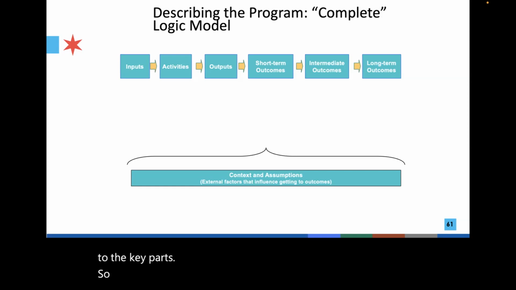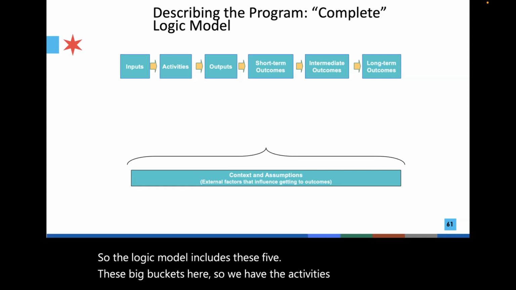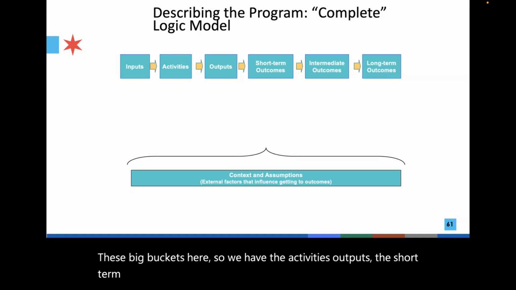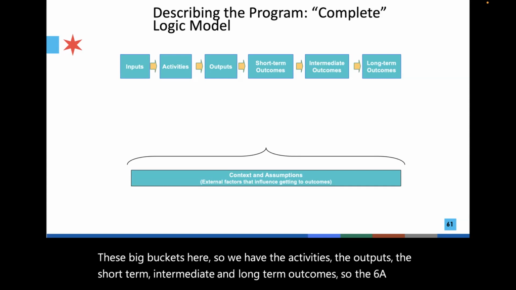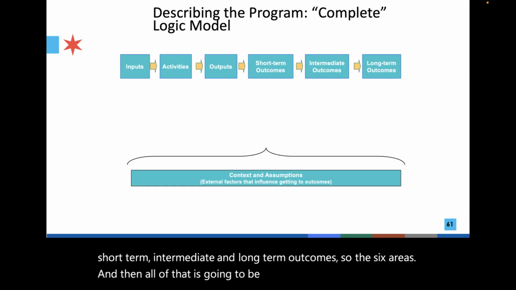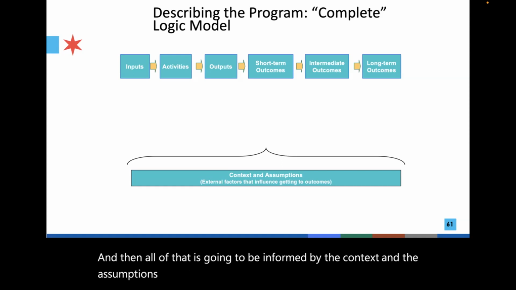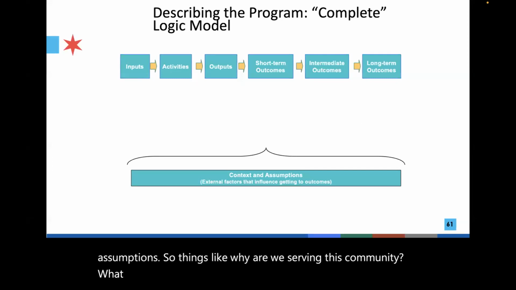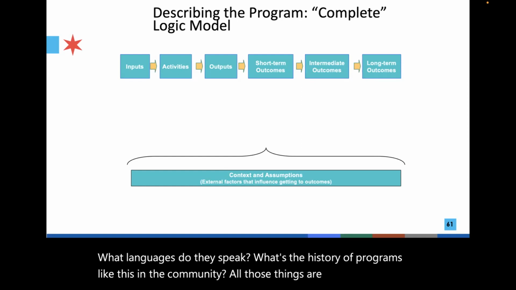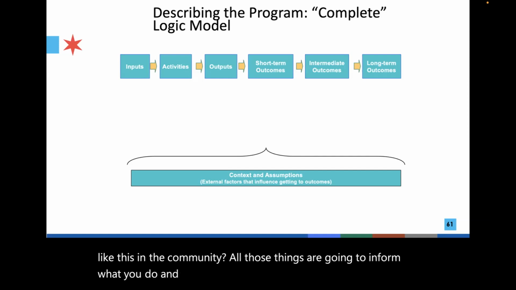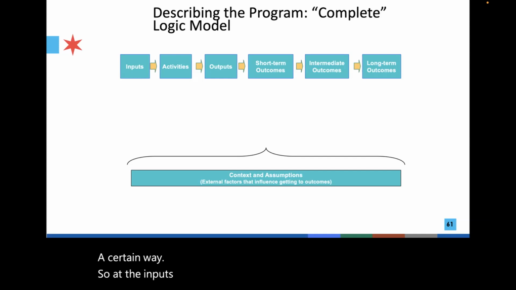So the logic model includes these big buckets here. We have the inputs, the activities, the outputs, and the short-term, intermediate, and long-term outcomes. So the 6 areas. And then all of that is going to be informed by the context and the assumptions. So things like, why are we serving this community? What languages do they speak? What's the history of programs like this in the community? All of those things are going to inform what you do and why you're doing it a certain way. So with the inputs, you can click, Maggie.